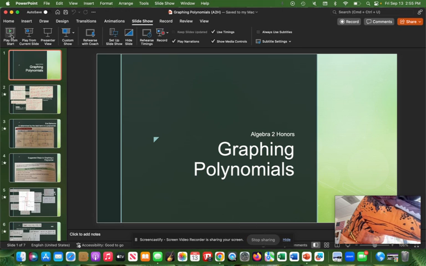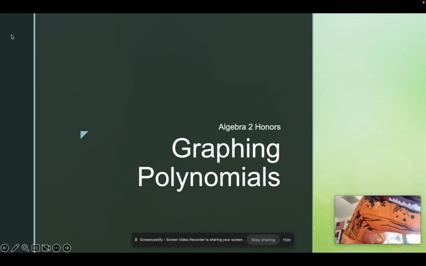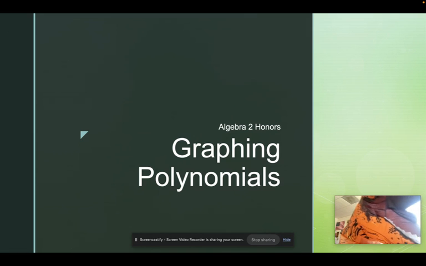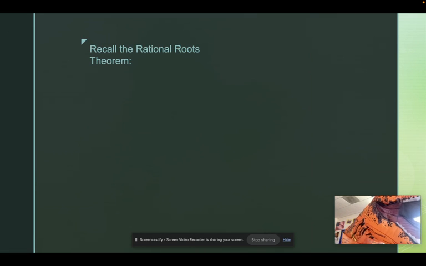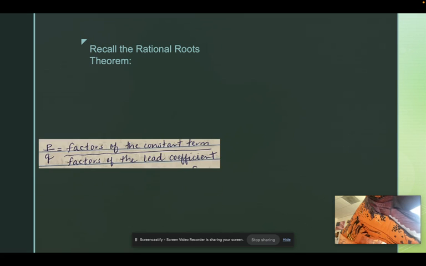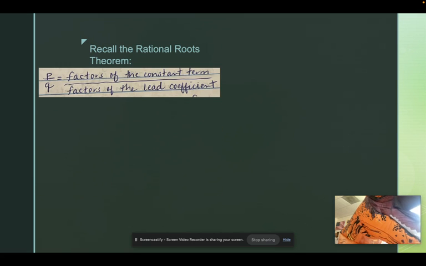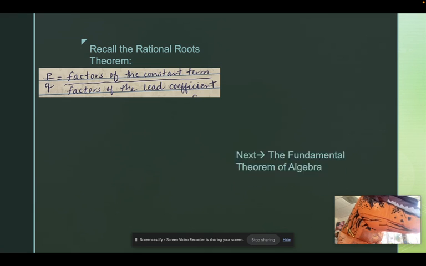All right, friends, here we go. We are talking about graphing polynomials today. All right, so recall the rational roots theorem. That's where we make our list of all the possible rational roots.